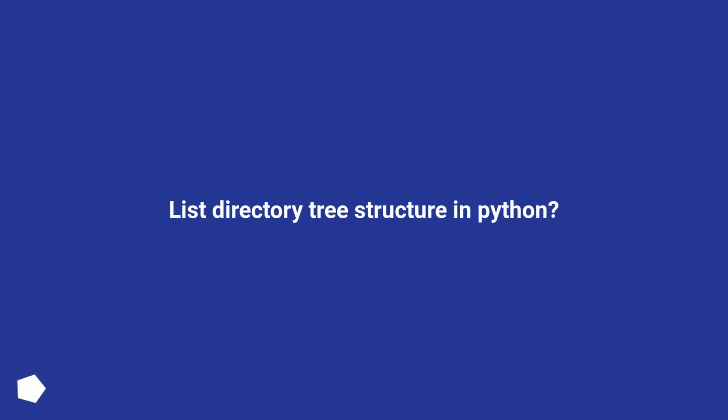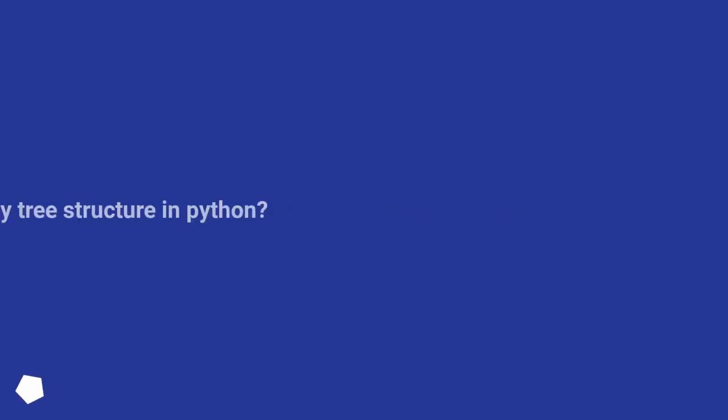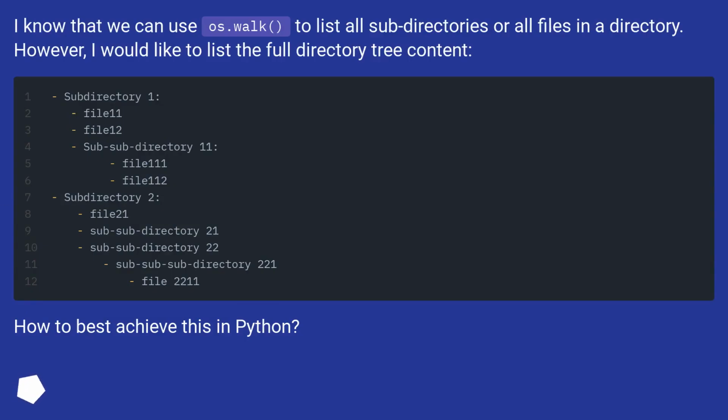List directory tree structure in Python. I know that we can use os.walk to list all subdirectories or all files in a directory. However, I would like to list the full directory tree content. How to best achieve this in Python?